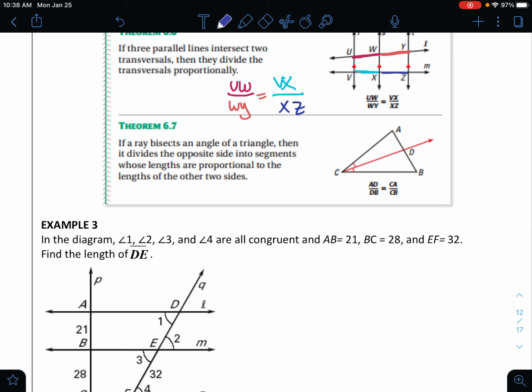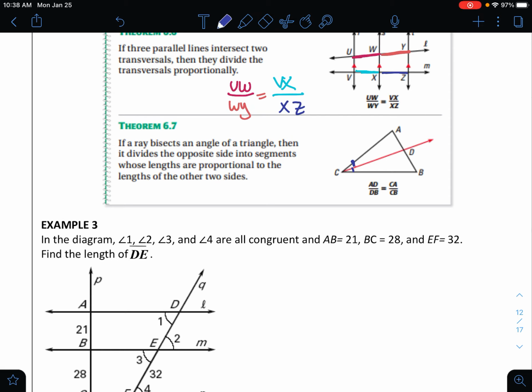Okay, the second one, I guess. If a ray bisects an angle of a triangle, so just a reminder here that when I see this equal segment, those equal angles, that means that red ray has bisected it, or split it in half. Then it divides the opposite side, so it's referring to this side, into segments whose lengths are proportional to the lengths of the other two sides. So that's a little bit confusing.